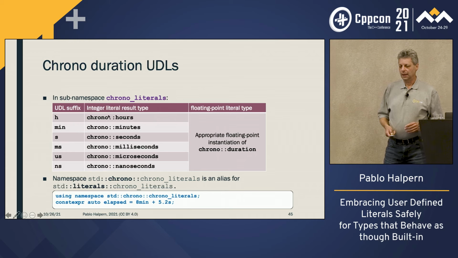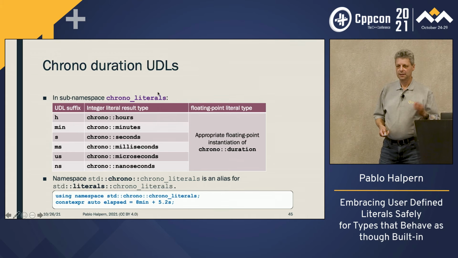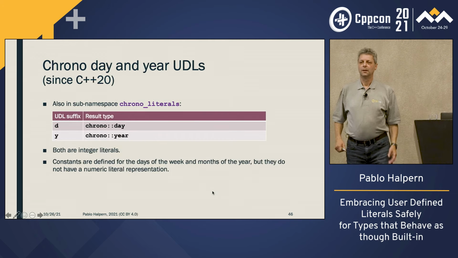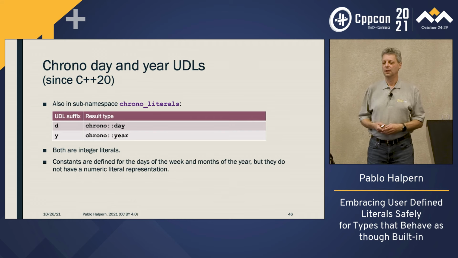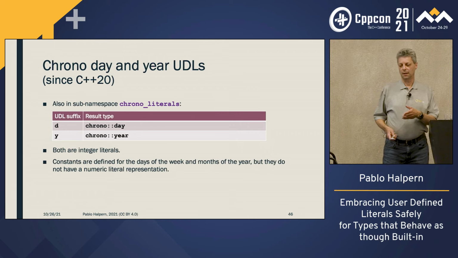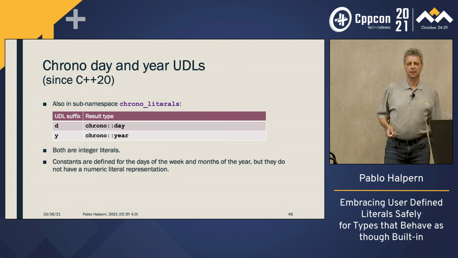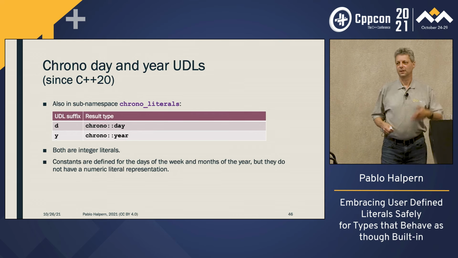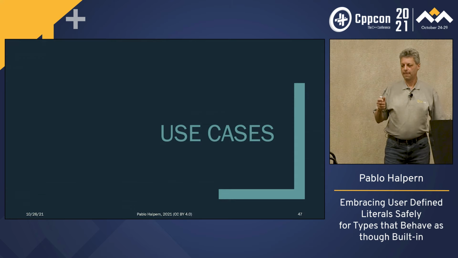The namespace is chrono literals inside of std, but there's an alias for it in chrono. Chrono literals is an alias for std literals chrono literals. There are also 2 new ones in C++ 20 in chrono literals, one for day and one for year, and we don't have any for month or weekday because we don't use the numeric representations of those. We just have constants for Monday, Tuesday, Wednesday, and so on.